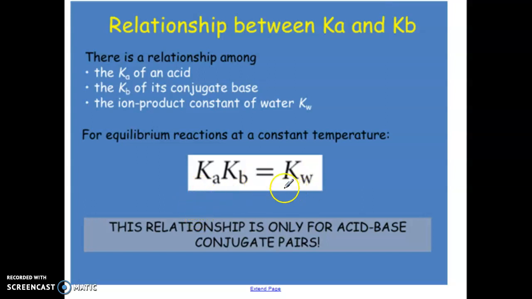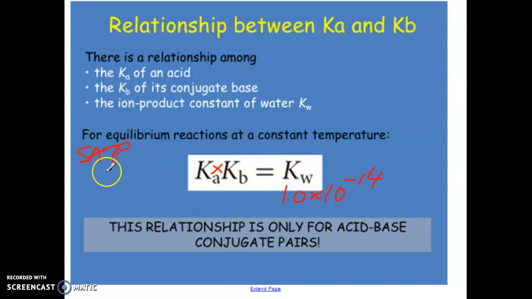If you recall, we looked at the Kw in our last lesson. Kw is a constant, of course, this is all at SATP that we're discussing. So the Ka multiplied by the Kb of the conjugate acid-base pairing is equal to Kw.